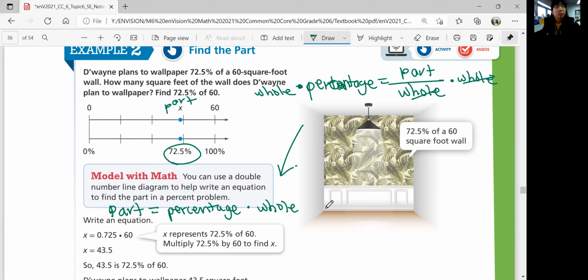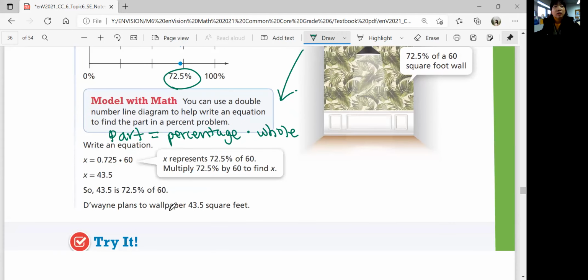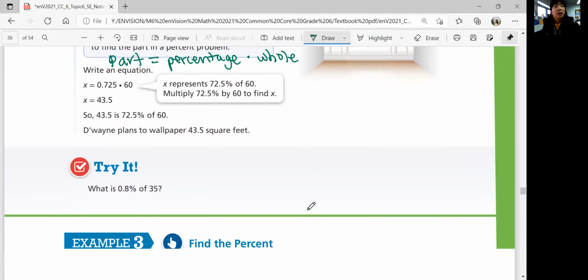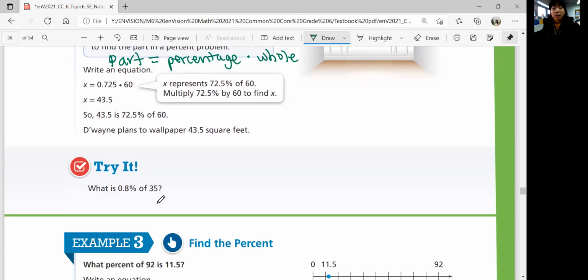Wasn't that simple? Just keep in mind that your percentage is always the part divided by the whole. So that means your part is percentage times the whole. It's the percentage of your part, not the percentage of your whole. Your percentage of the whole is always 100%. Okay, so he plans to wallpaper 43.5 square feet. Let's see if you can try it by yourself here. Come back when you're ready for answers.